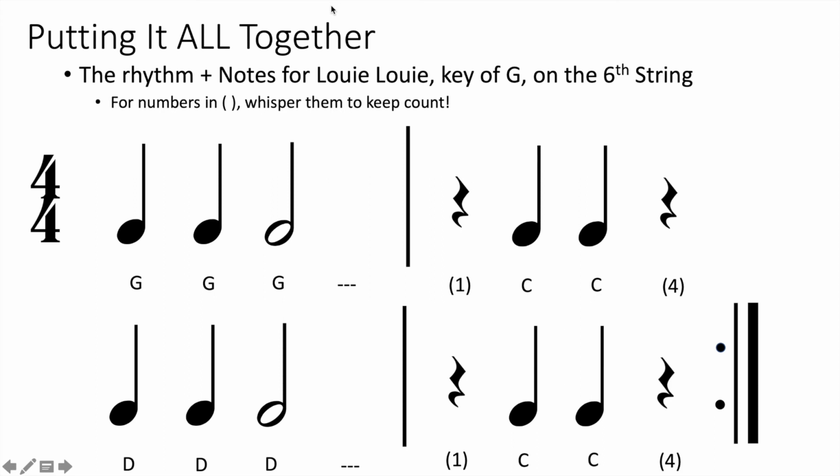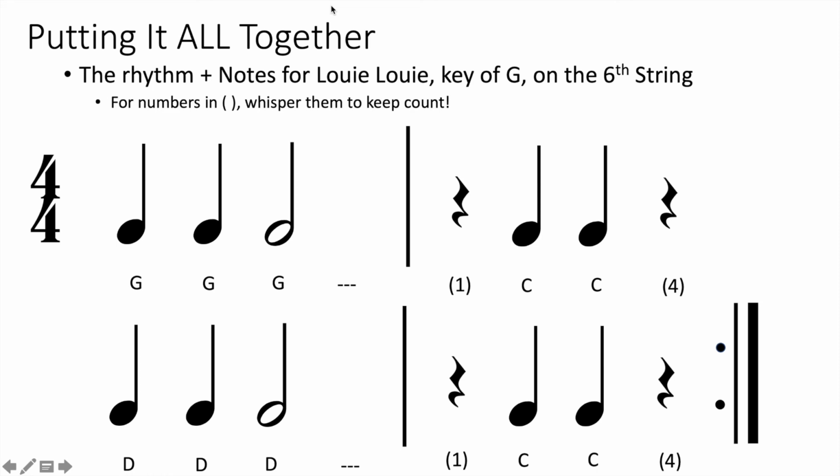So now let's give it a shot. Here we go. 1, 2, 3, 4. G, G, G. C, C, 4. D, D, D. C, C, 4. G, G, G. C, C, 4. D, D, D. C, C, 4. Cool, I even sang some notes. Was it exactly what the song sounds like? I don't know. So let's find out.